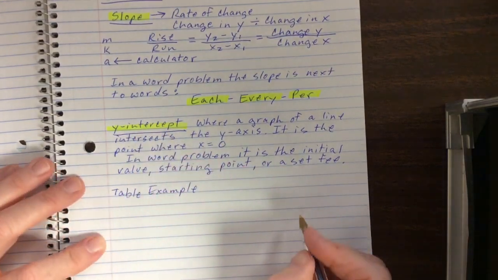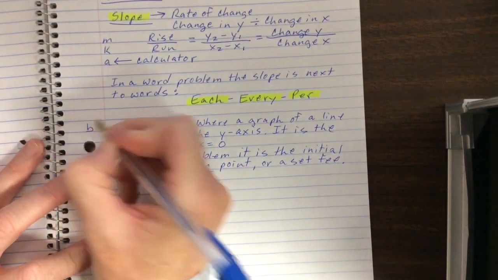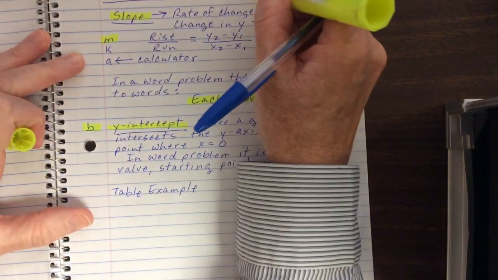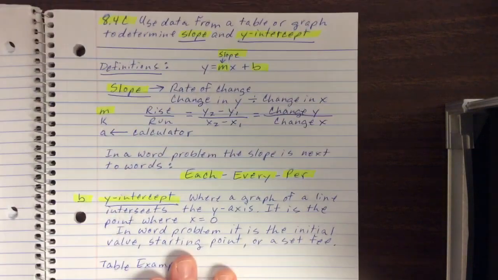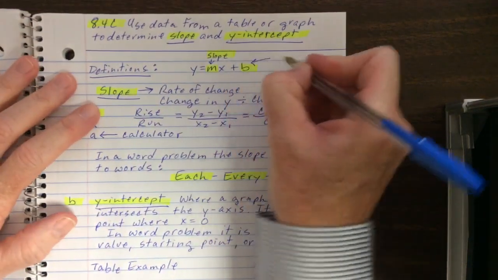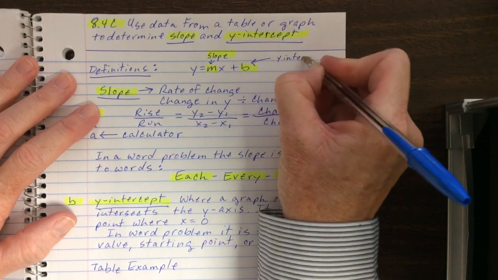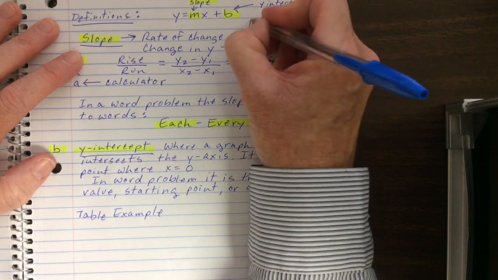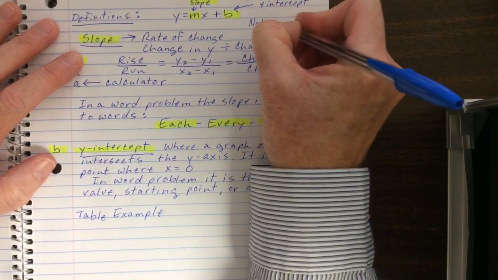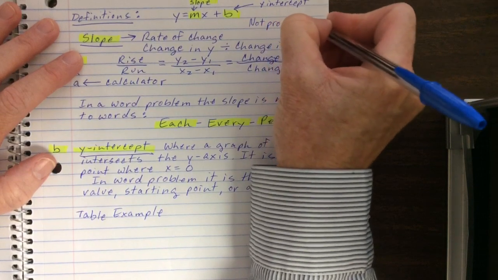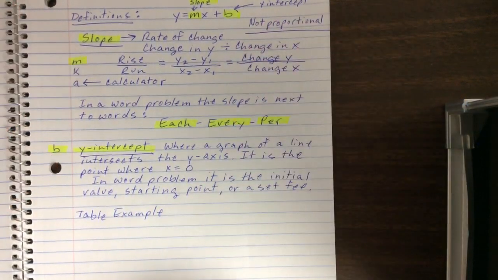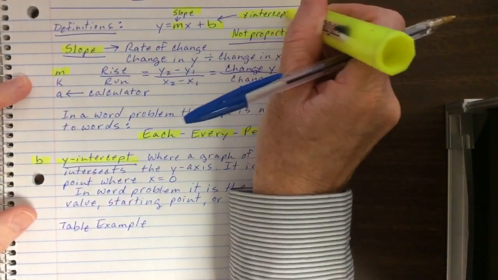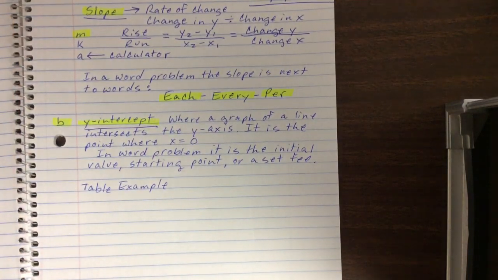Oh, and the y-intercept is referred to as B. This one is M, this is your B. This is your y-intercept. This is not proportional. If your equation has a y-intercept, it is not proportional. We will learn more about that in Unit 4.